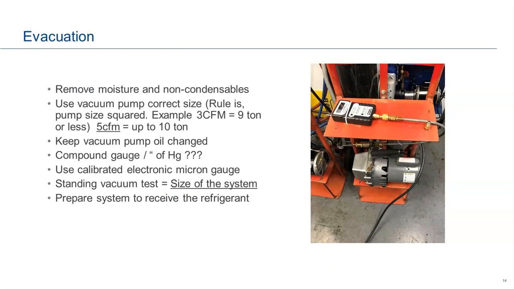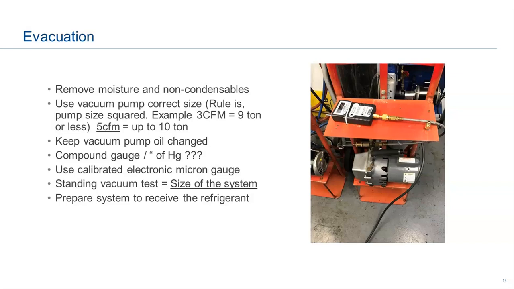A little rule of thumb on using vacuum pumps: you want to size it properly. As I travel throughout the nation and in Canada, I typically see around 7 CFMs. If you have something that's 10 CFMs, it will cover about 90-some percent of everything that's out there. But the rule is pump size squared, okay? For example, a 3 CFM pump equals a 9-ton system or less, okay? A 5 CFM equals up to 10 tons, all right?